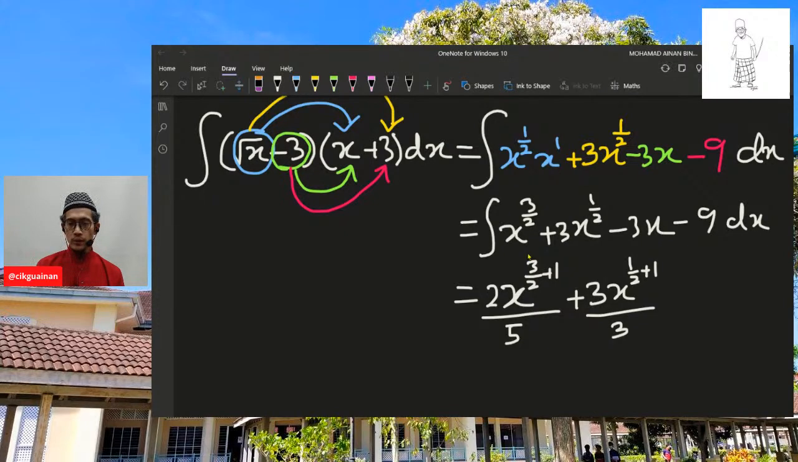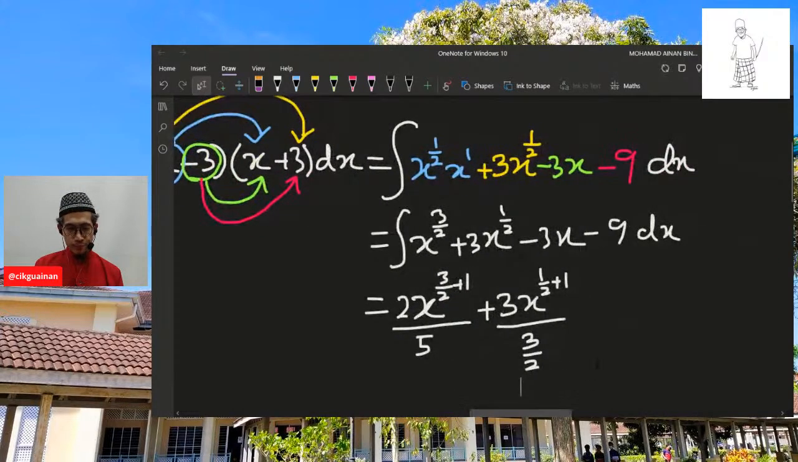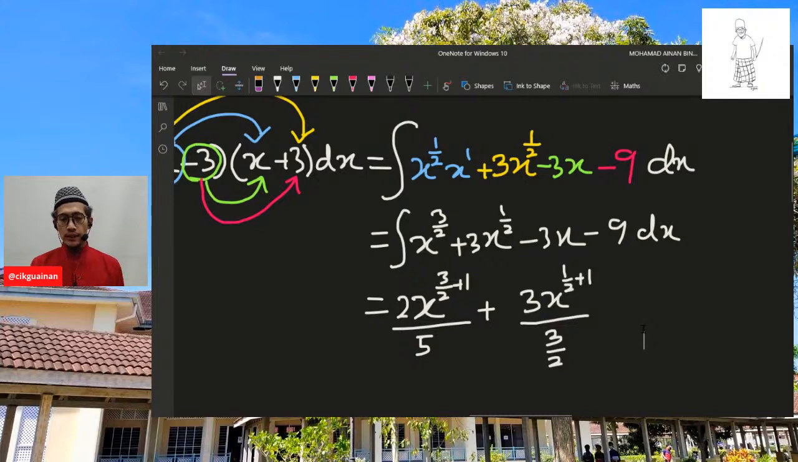It doesn't fit. Okay, I write over 2 over here first. Okay, like this. I bring it over here. Now, 3 over 2. Since over 2 over there, we multiply over here, over 2. Like that.